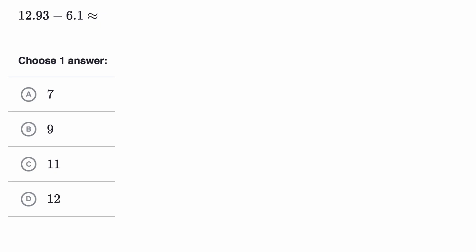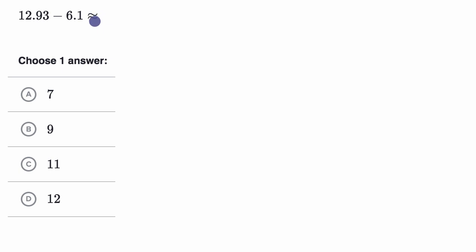All right, now let's get some practice estimating subtracting decimals. So over here it says 12.93 minus 6.1 is approximately equal to what? This squiggly looking equal sign you can view as roughly equal to or approximately equal to. So pause this video and see if you can figure it out. And you shouldn't really need paper for it.